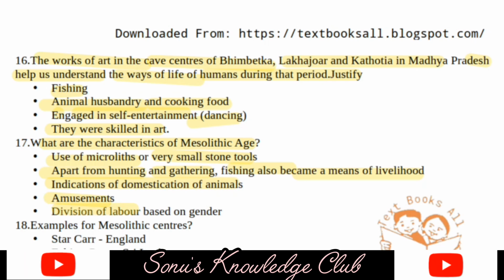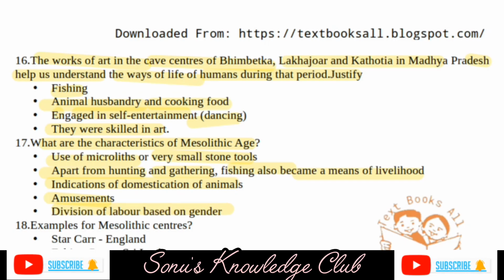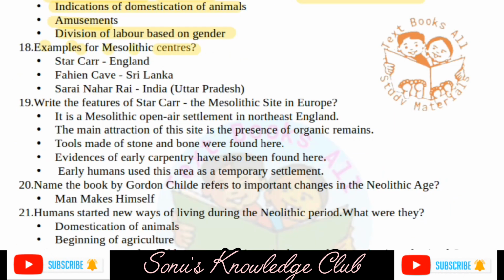Amusements, division of labor based on gender. Examples for Mesolithic centers: Star Carr in England, Bahim Cave in Sri Lanka, Sarai Nahar Rai in Uttar Pradesh, India.